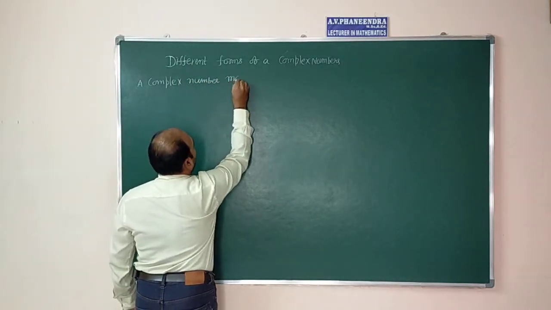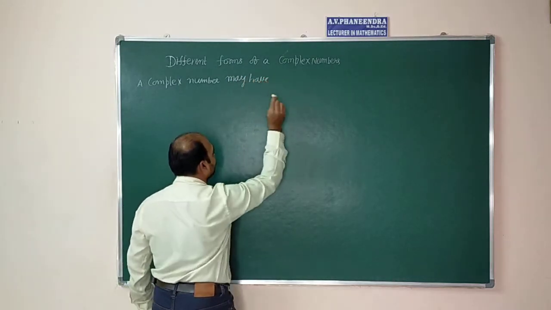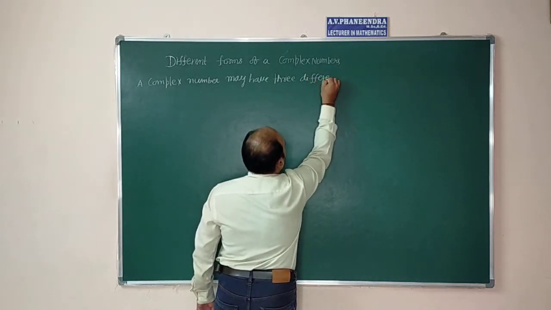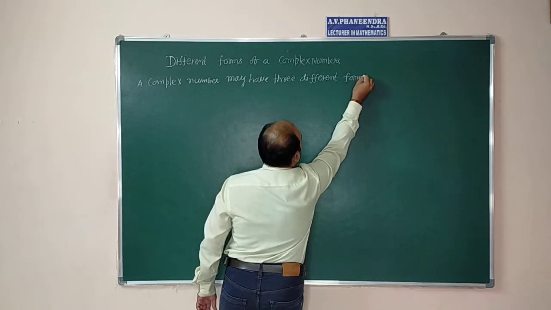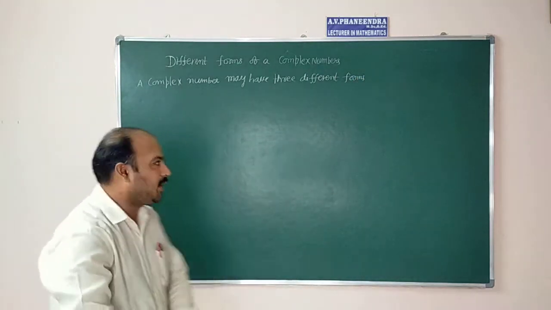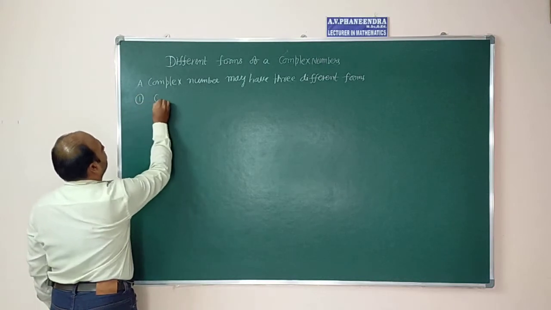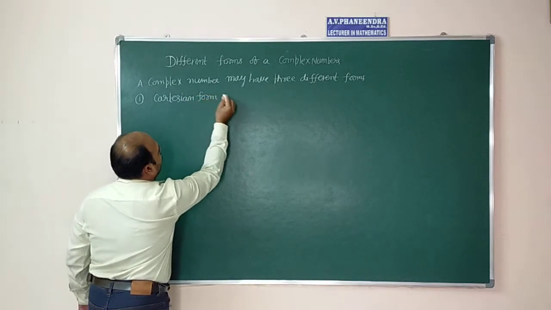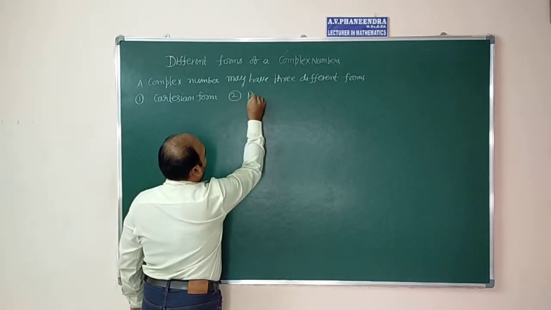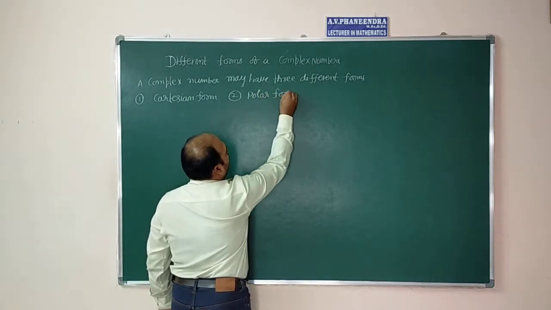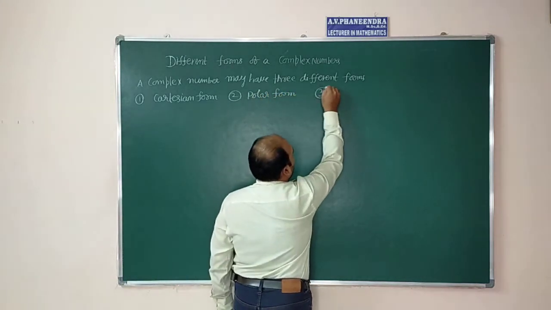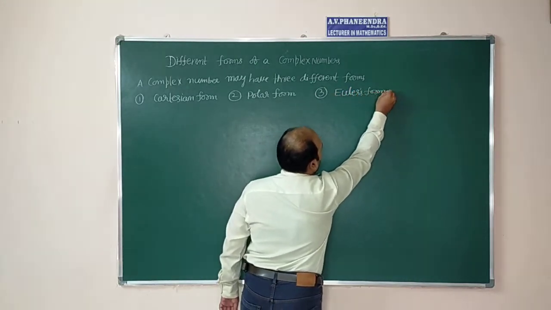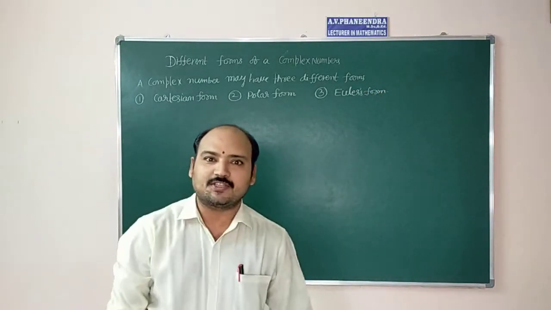may have three different forms. Three different forms. One is Cartesian form. Second one is polar form. Third one is Euler's form. One by one, we are going to discuss now.